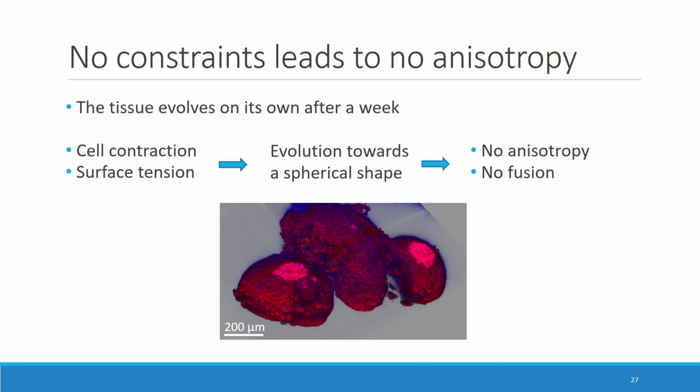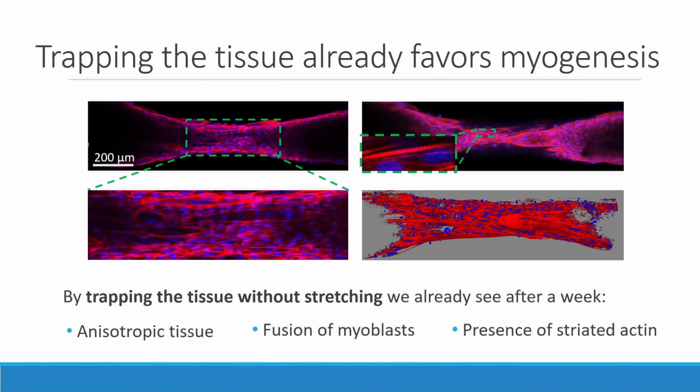Now let's see what happens when we trap the tissue between two needles, but we don't stretch it. We just let it evolve on its own tension. And we can already see in the middle of the tissue that there is anisotropy of the cells. There are also some fusion events, and in some of the fused fibers, we can even see striation of the actin, which is a strong sign of muscle differentiation.